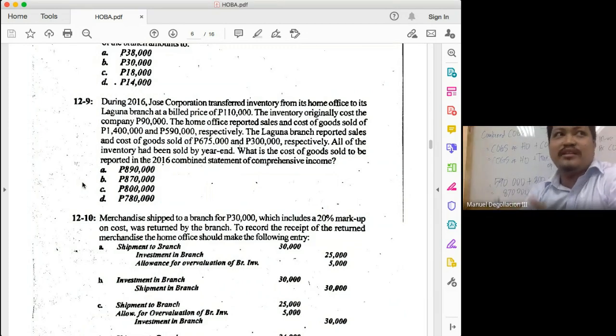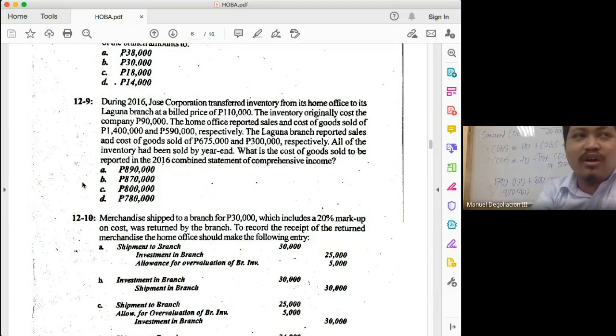And this is where students who study on their own would get it wrong, class, in some instances. How did we get the 870, class? We added the 590 and 300, and we deducted the 20. And where did we get the 20? Essentially, it's just the difference between the 110 and the 90. So what's the possible wrong conclusion that students might arrive at, class? That to arrive at the combined cost of goods sold, you just add the cost of goods sold of the home office and the cost of goods sold reported by the branch and deduct the difference between the billing price and the cost of the shipments.